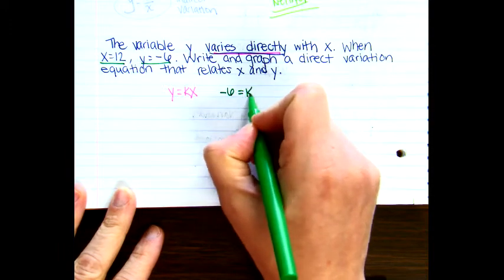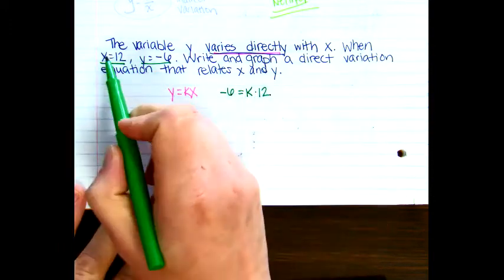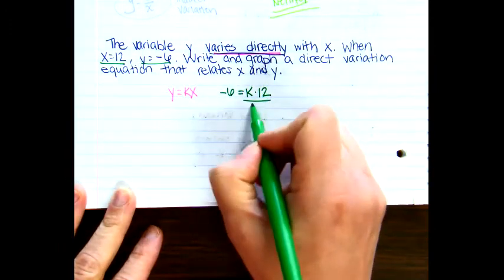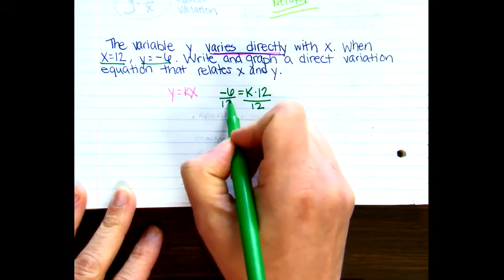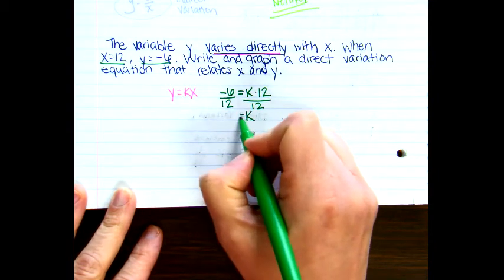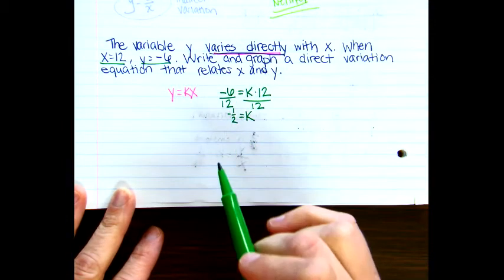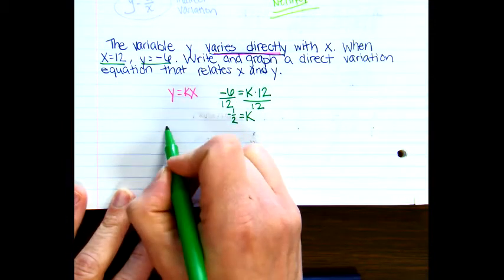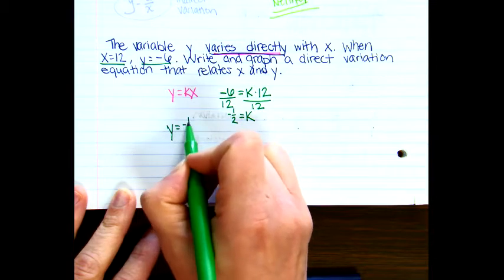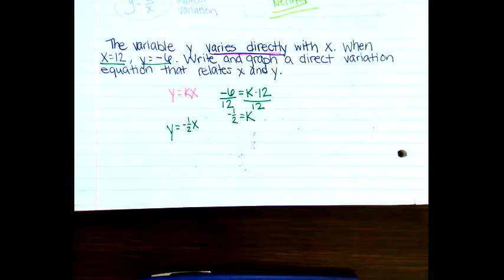-6 equals k times 12. Divide each side by 12, and I get k equals -1/2. So my direct variation equation is going to be y equals -1/2 times x.